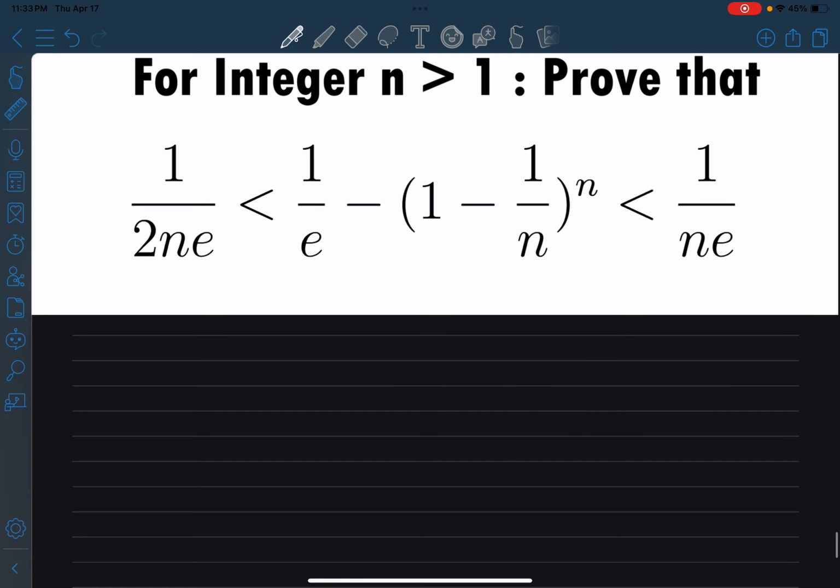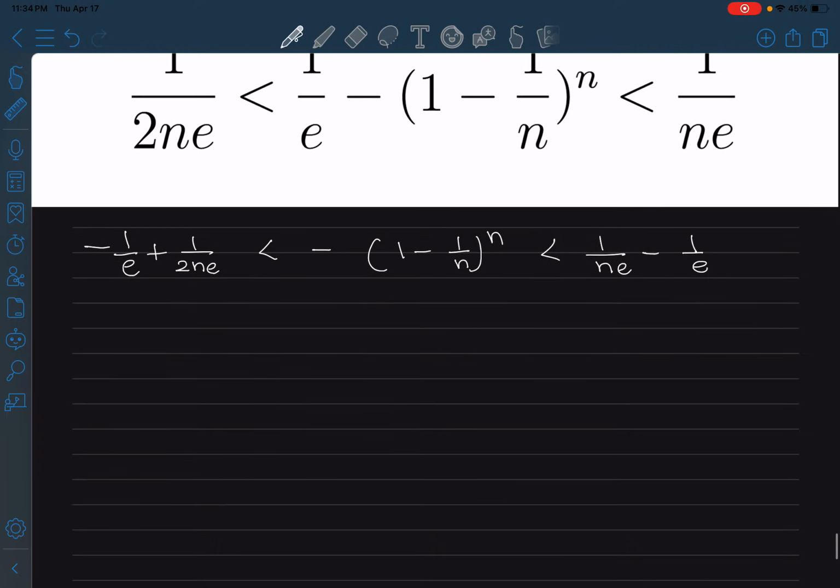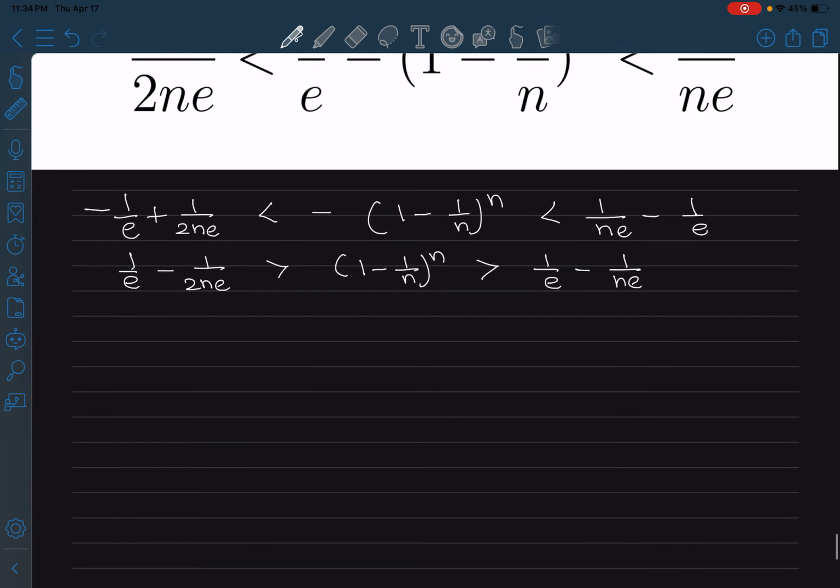First of all, if I take 1/e to the other sides, I get -1/e + 1/(2ne) is less than -(1 - 1/n)^n, which is less than 1/(ne) - 1/e. Now if I multiply by -1, I get 1/e - 1/(2ne) is greater than (1 - 1/n)^n, which is greater than 1/e - 1/(ne), right? Now I want to take log.